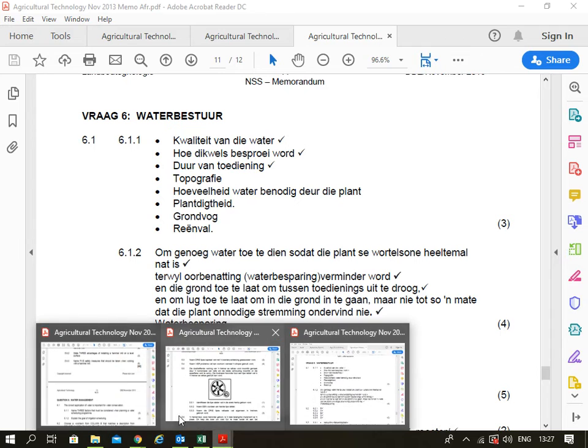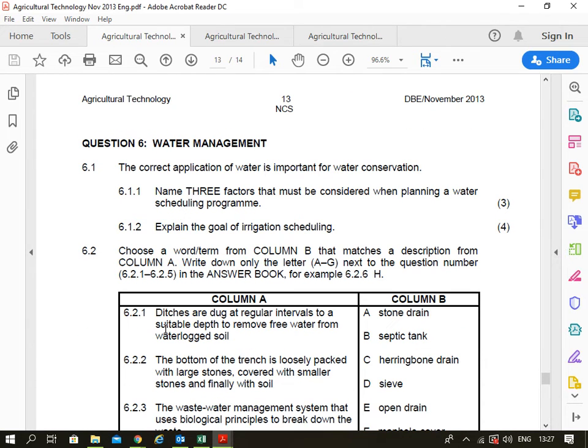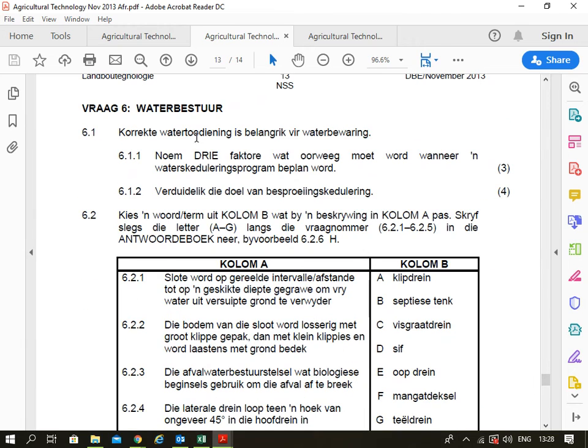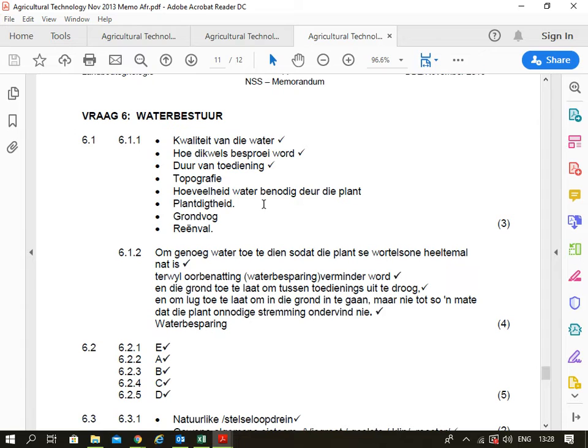Waterbestuur, besproeiing. Last question. Yes, water management. The correct application of water is important for water conservation. Name 3 factors that must be considered when planning a water scheduling program. 3 faktore wat ons in ag moet neem wanneer ons 'n waterbestuurprogram opsit. Kwaliteit van die water, the quality of the water.